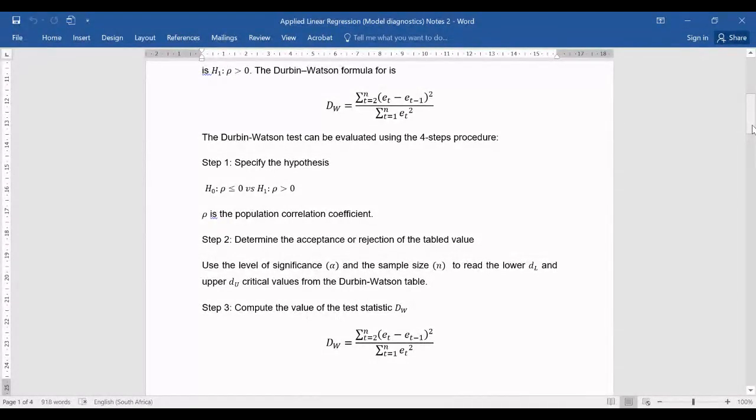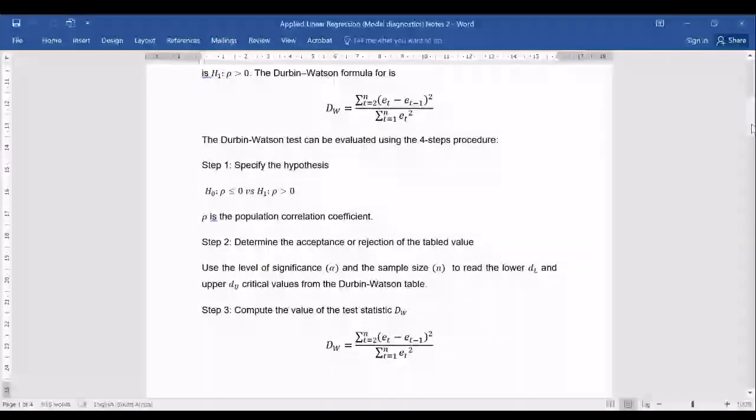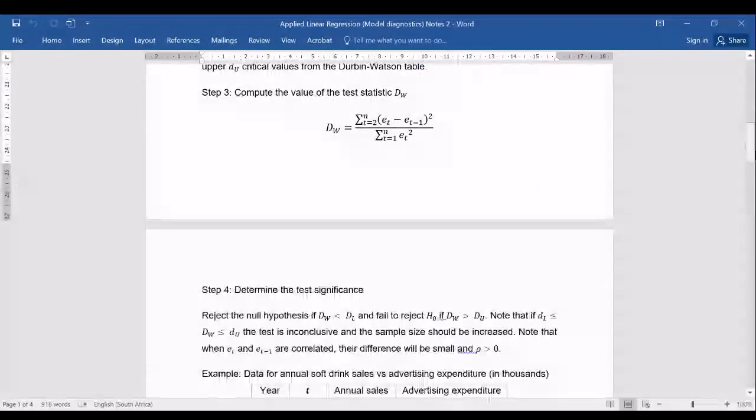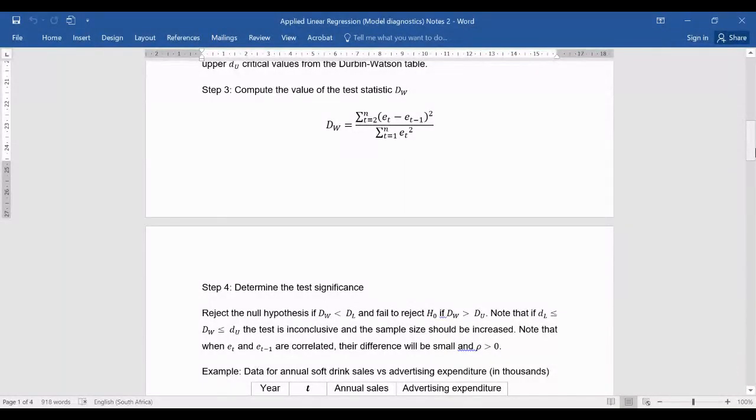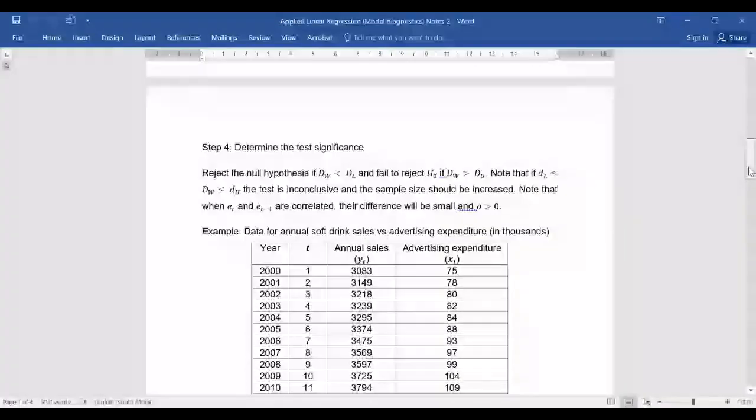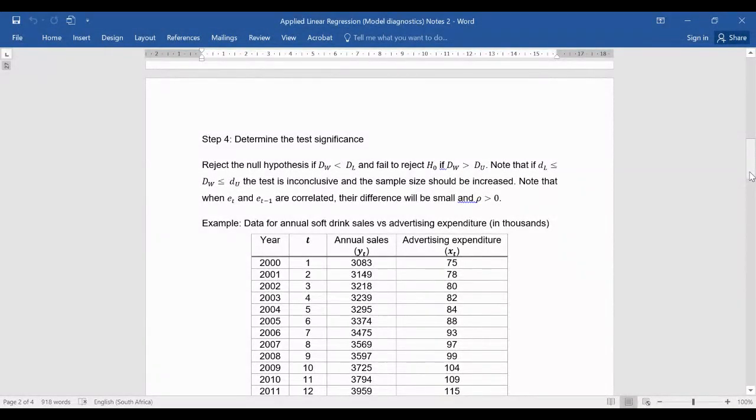So Durbin-Watson uses 2 values. We have the lower critical value and the upper critical value. So with Durbin-Watson, we read 2 values from the table. We read the lower and the upper critical values. Then this is the formula for calculating the value of the test statistic, and here is how to conclude.